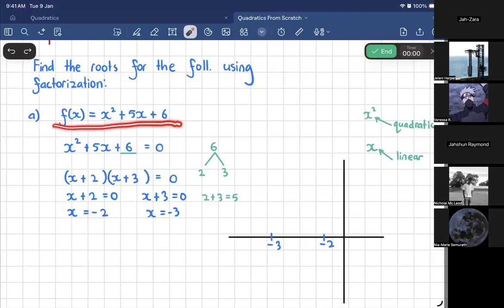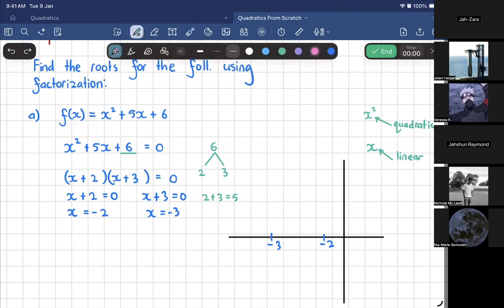Minimum. Yes. Minimum. Could somebody tell me why it is a minimum? Because the a is more than 0. But wait, where's a? Where's a? It's 1. Exactly, a is 1 because it's 1x squared. Right? Great. You see, look, we're learning.